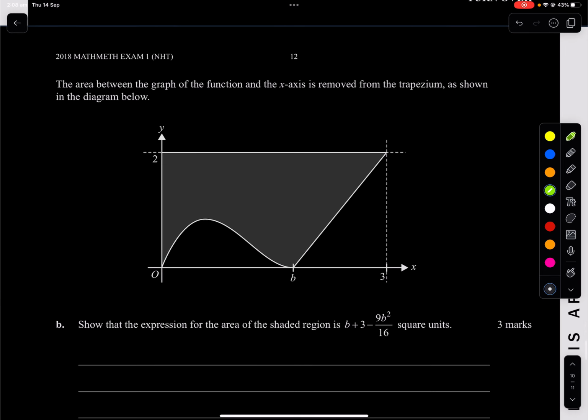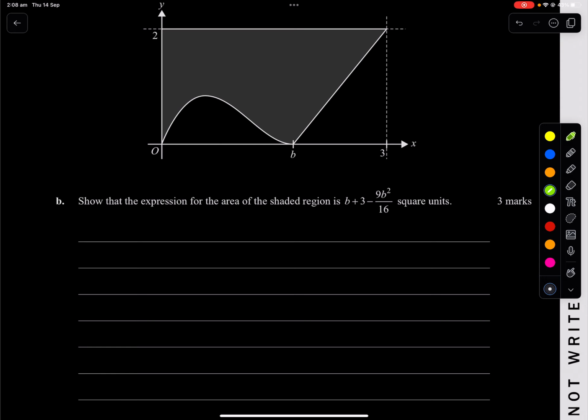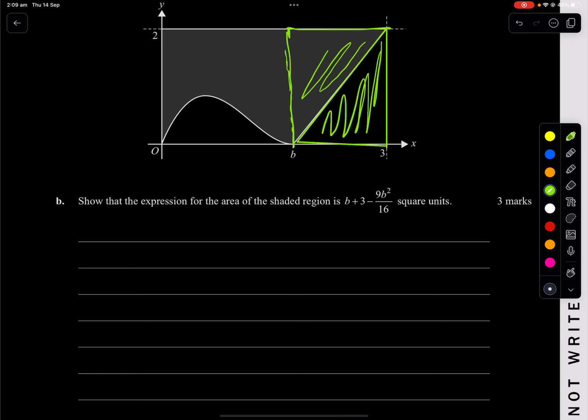Next question. The area between the graph of the function and the x-axis is removed from the trapezium as shown in the diagram. Show that the expression for the area of the shaded region is this. Okay. If I split this here, split this nicely. If I can just look at this right over here, this is nice and symmetrical. It's pretty much this area. If I can just easily find the area of this rectangle, it's the same as this area. So that's good to know.